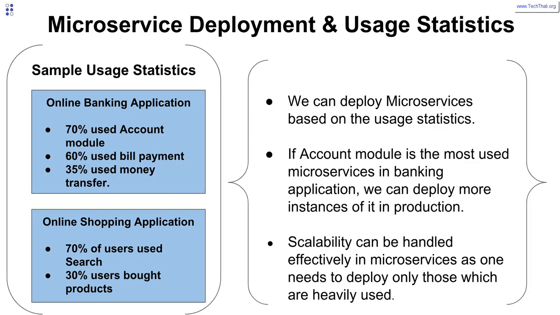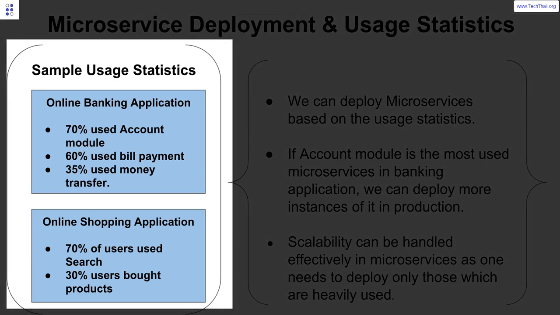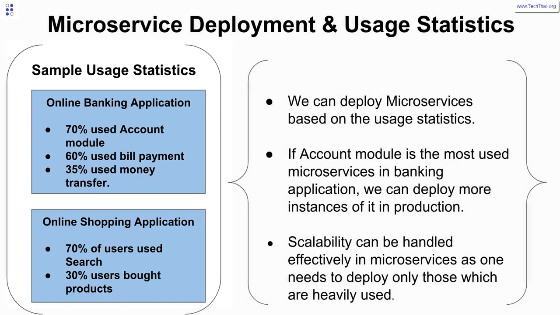Now let us look into how microservices help in scaling the application. Let us consider some sample statistics to understand the concept. In the case of online banking application, after deployment it is noticed that most frequently used module is account. This is followed by bill payment. Microservice architecture gives the flexibility to deploy more instances of account microservices in production when compared with other modules. This way we can scale the application efficiently, making use of the resources wisely.